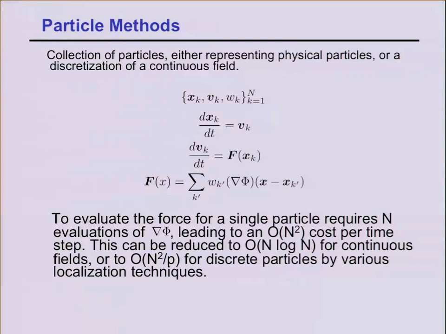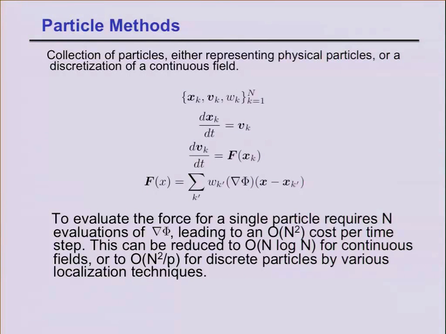Particle methods, collections of particles, either represent real particles or a discretization of a continuous field. In either case, you get ODEs that look kind of like this. You have Newton's second law of motion, where your force is given by a potential. If you take this literally, evaluating the force on a single particle requires n evaluations of the gradient, leading to an order n squared cost per time step, or per stage of a Runge-Kutta method, for an ODE solver.